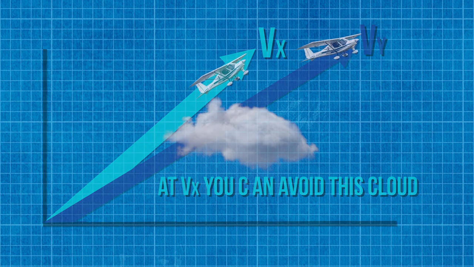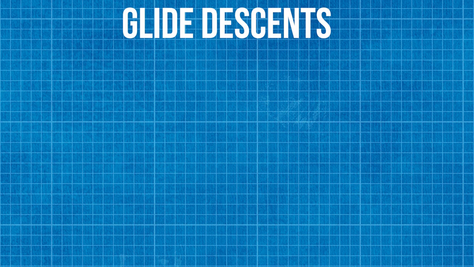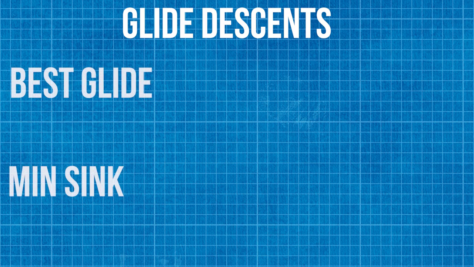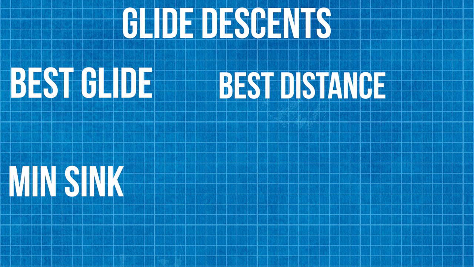Now we will talk about glide descents. We have two types of glide descents which we will carry out other than the usual glide descent. These are known as our best glide and minimum sink. When we bring our airspeed down to our best glide speed, we will travel much further on idle power compared to other speeds. Minimum sink, however, is slightly different.